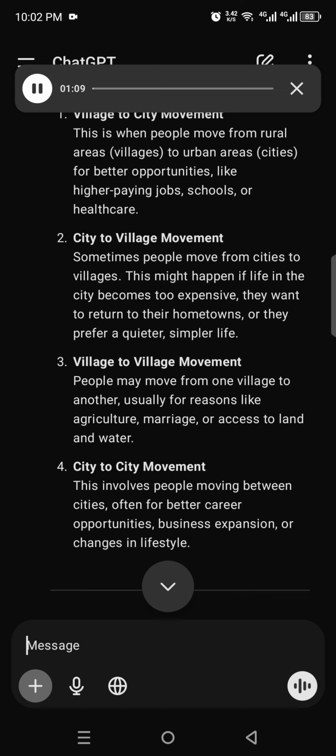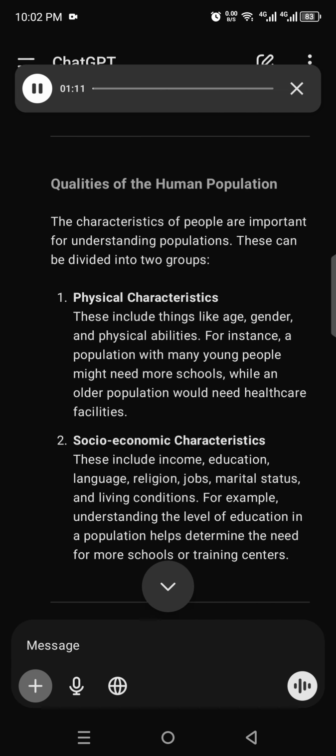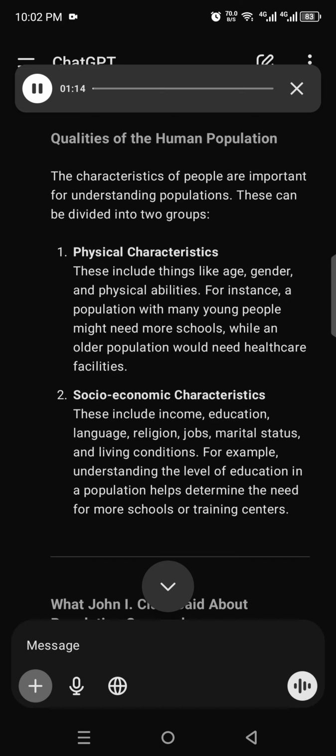Qualities of the human population. The characteristics of people are important for understanding populations. These can be divided into two groups. 1. Physical characteristics. These include things like age, gender, and physical abilities. For instance, a population with many young people might need more schools, while an older population would need healthcare facilities.